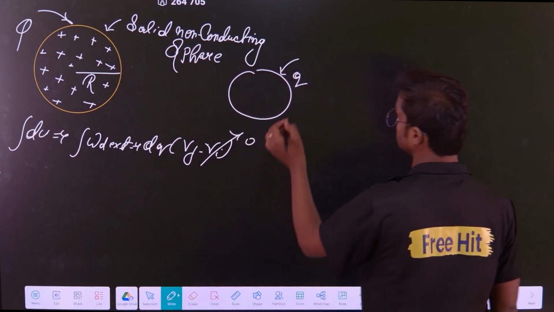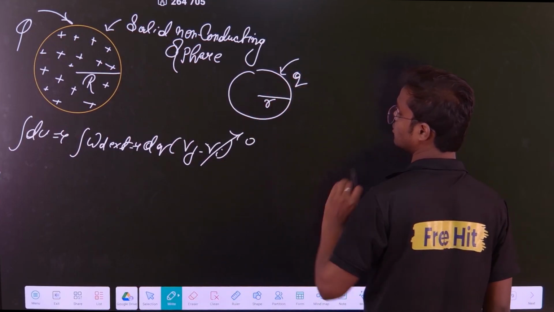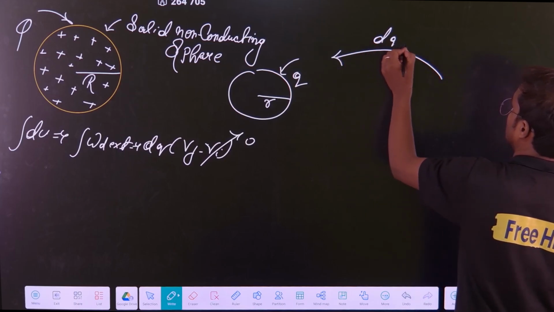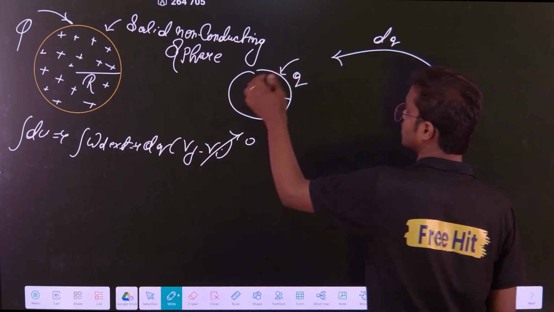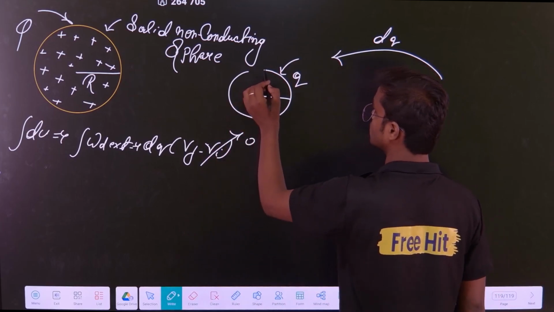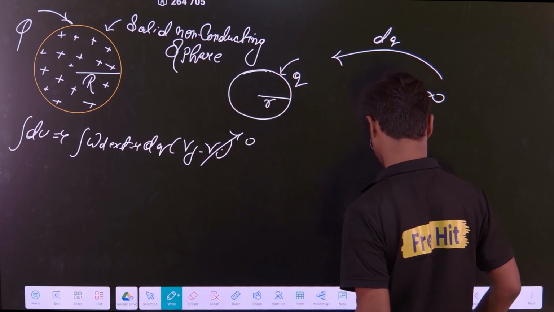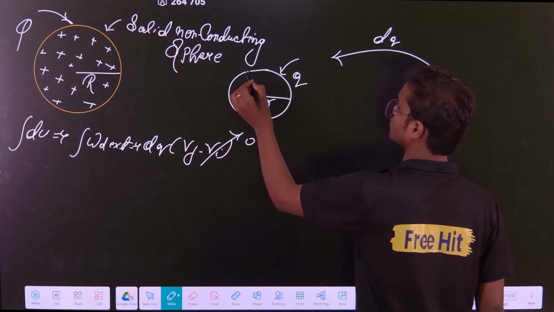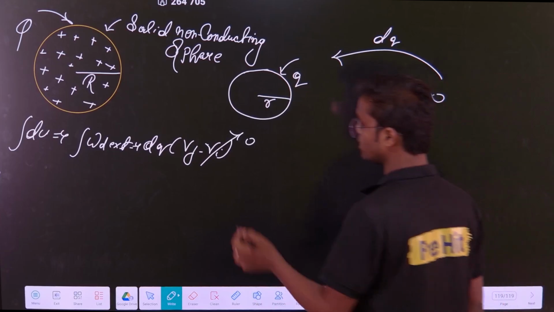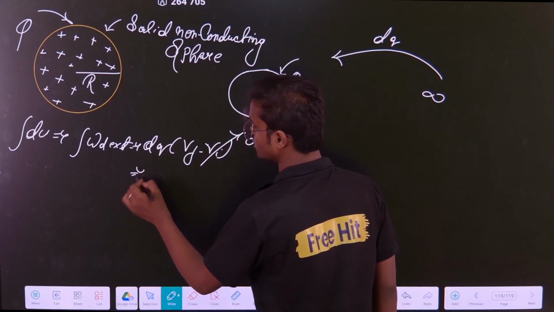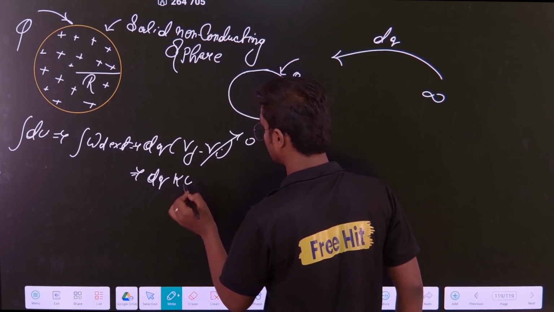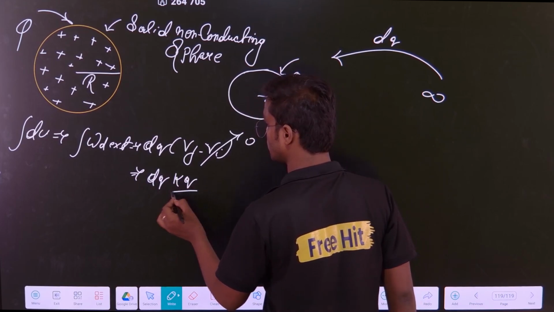Suppose at some instant the radius is small r and the charge is q, and we are bringing the charge dq from infinity. At some instant, the total charge on this surface is q. One thing we can say, the initial potential will be 0. Now what is the potential at this surface? It is kq by small r.